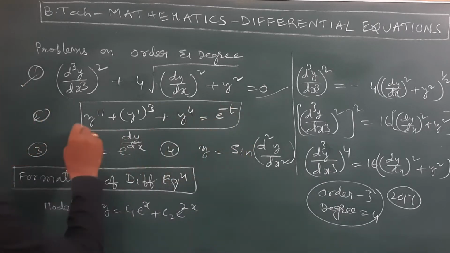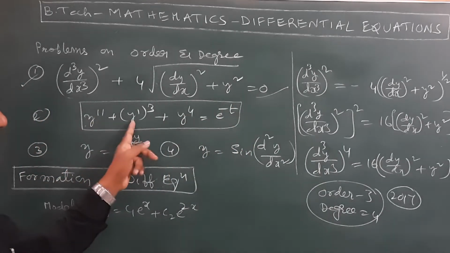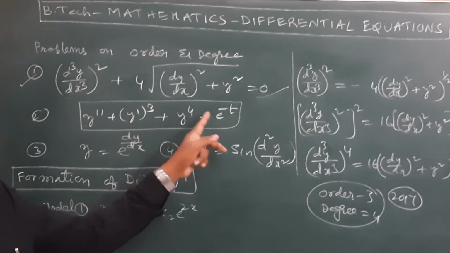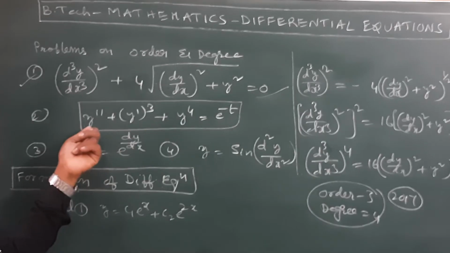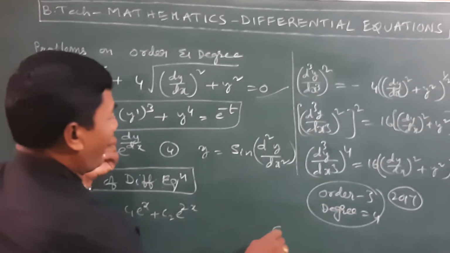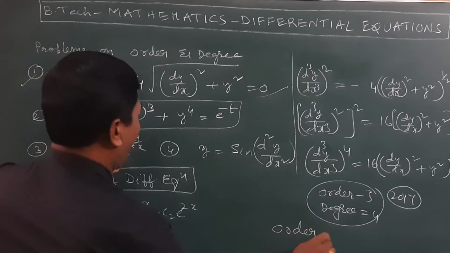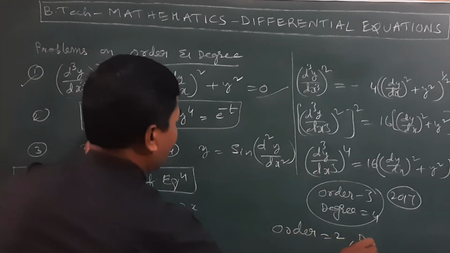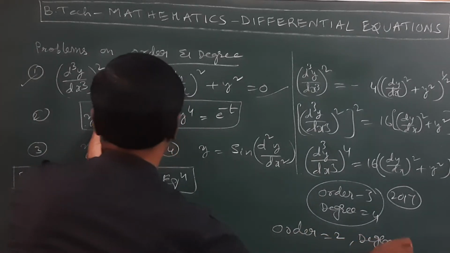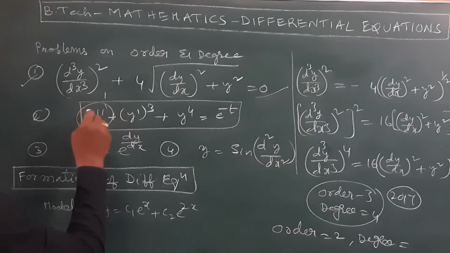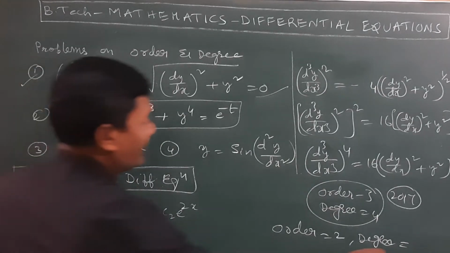Coming to the second one, this is a direct problem. The ordinary differential equation y double dash plus (y dash) whole cube plus y power 4 is equal to e power minus t. Directly the second derivative is there, so order is 2, and the degree is associated with the highest power. Its power is 1 only, therefore degree is 1.